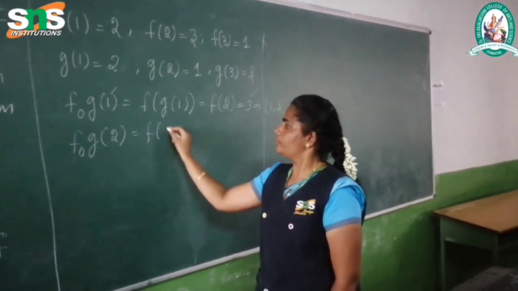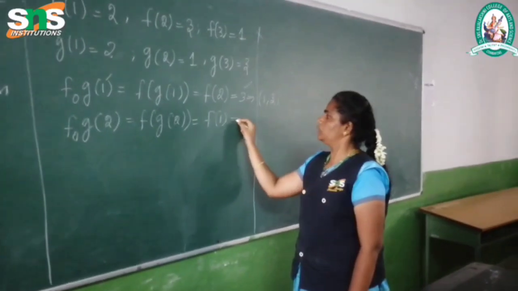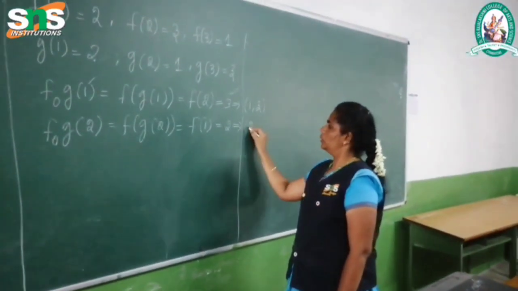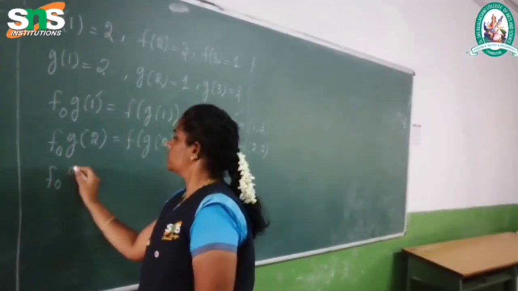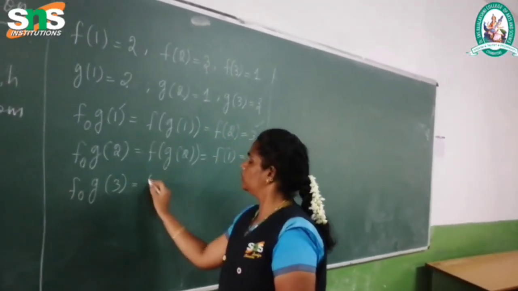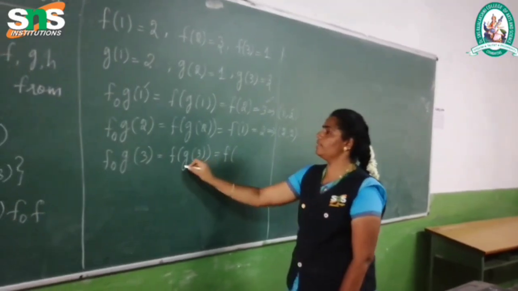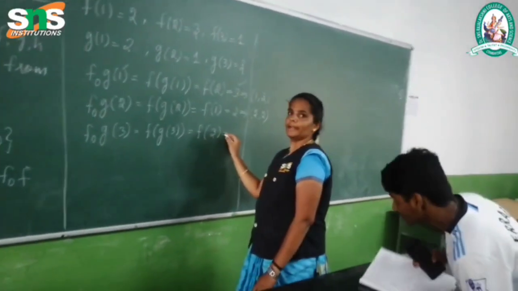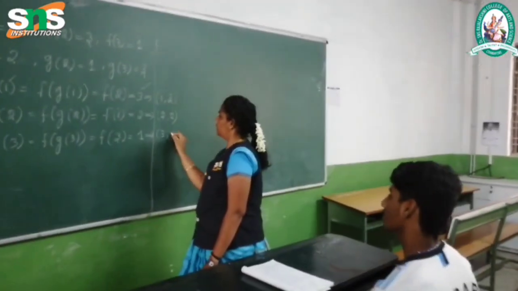Next, f composition g of 2 is equal to f of g of 2. The value of g of 2 is 1. So f of 1 is equal to 2. So my answer is (2,2). Clear? Next, f composition g of 3 is equal to f of g of 3. The value of g of 3 is 3. So f of 3 is equal to 1. So my answer is (3,1).